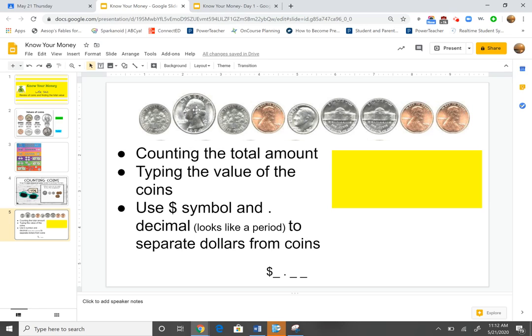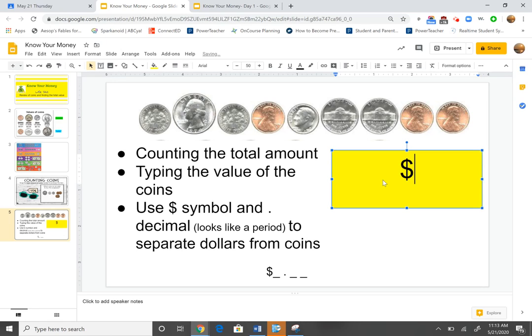Then I'm going to go to the next amount, which is 10. So 25, 35, 45, 55. Now I count by fives because that's what I see is closest. 55, 60, 65. Then the pennies, 66, 67, 68. In this box, I'm going to type the dollar symbol. There is no dollar, so I put a 0, my decimal, and it is 68 cents.